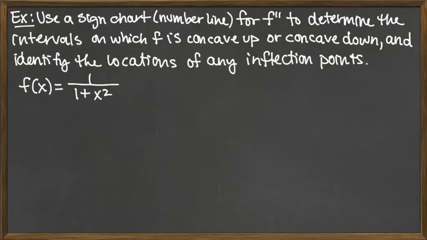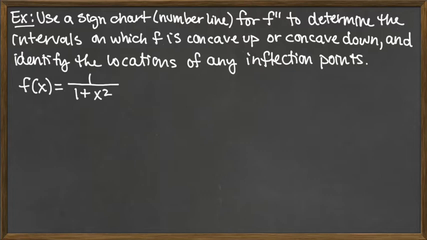In this example, we're going to use a sign chart for f double prime, so the f double prime number line, to determine intervals where f is concave up or down, and also locations of any inflection points. Concavity and inflection points are the things we read off of the second derivative. And so we need the second derivative to start working through this.